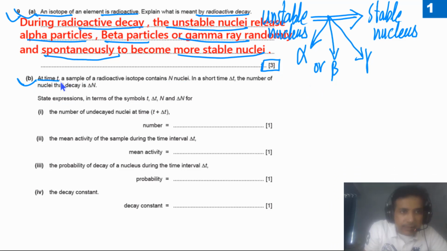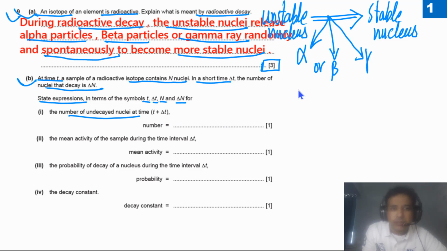Part B says at time t, a sample of radioactive isotope contains capital N nuclei. In a short time delta t, the number of nuclei that decay is delta N. State expressions in terms of symbols t, delta t, capital N and delta N for the number of undecayed nuclei at time t plus delta t. So for this question it is given to us at time t, we have number of nuclei that is equal to capital N.